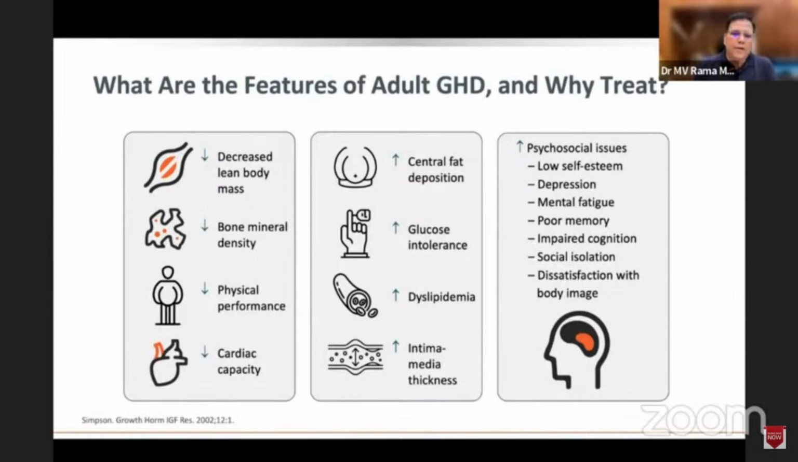There is a decreased lean body mass, decreased BMD, decreased physical performance with increased fatigability, decreased cardiac capacity, fat distribution changes, glucose intolerance, dyslipidemia, and increased intima-media thickness with increased cardiovascular risk. And there are also psychological issues like low self-esteem, depression, mental fatigue, poor memory, impaired cognition, social isolation, and dissatisfaction with body image. All these things are related to growth hormone deficiency.